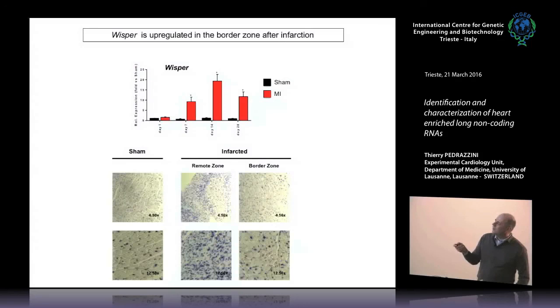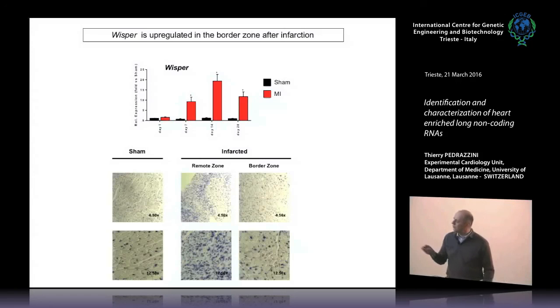WHISPR is dynamically induced after infarction. By in situ hybridization, it is clearly enriched in the remote zone. Sorry, it's the border zone. Sorry, this is clearly a mistake. It's the border zone of the infarct.